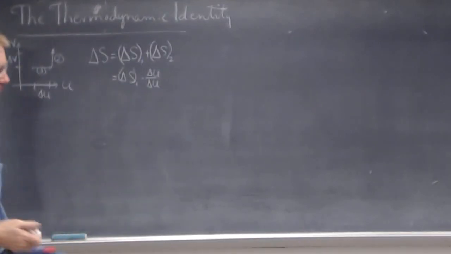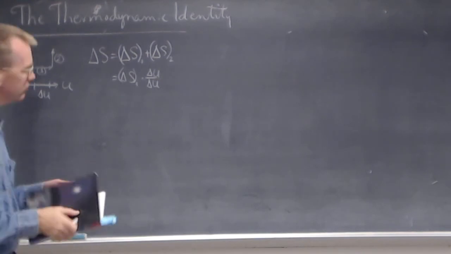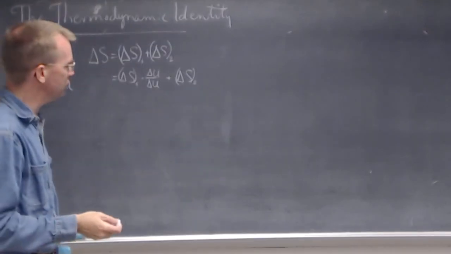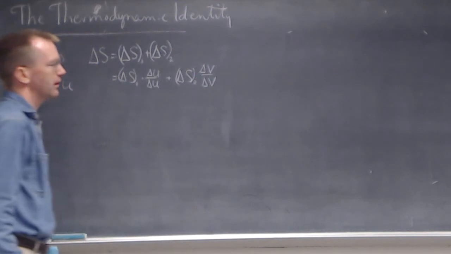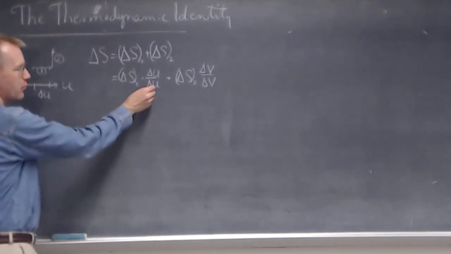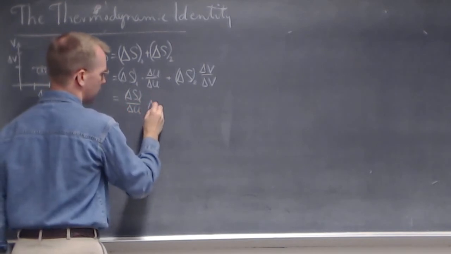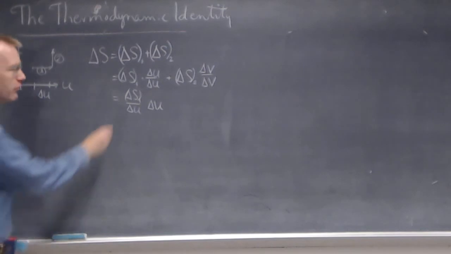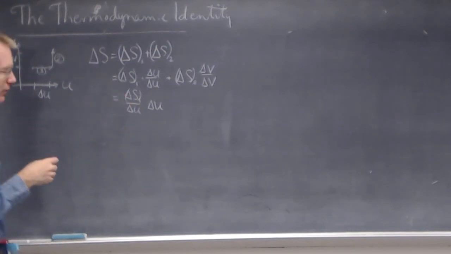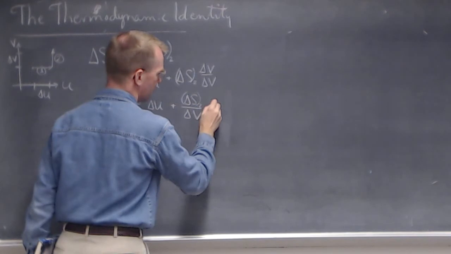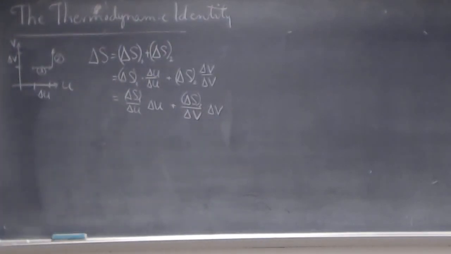delta U over delta U, which is 1. And we'll take delta S2, the change in entropy over step 2, and multiply by delta V over delta V. Now the reason that that's helpful is if I rearrange this slightly, so it's delta S1 over delta U times delta U. Notice that this is starting to look like a derivative or a partial derivative. Same thing over here, but with respect to V.